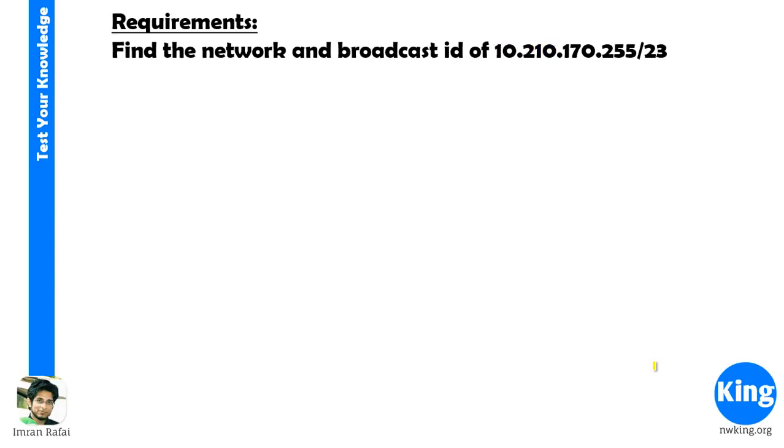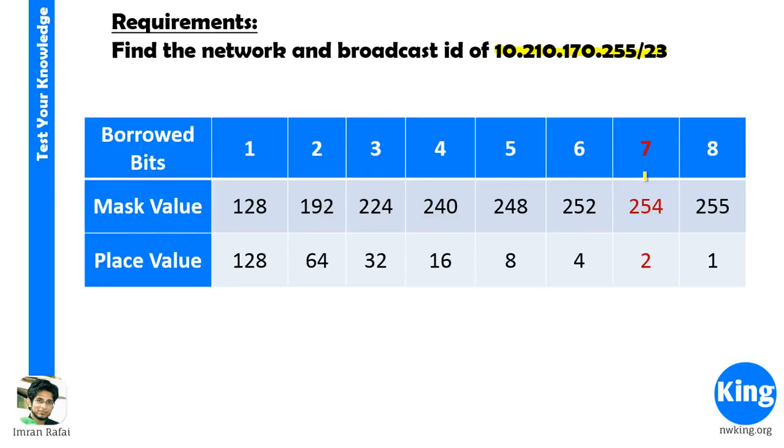Let's try another example. This example is a little tricky. The reason I put it here is just to show you what can happen. Again, 10.210.170.255/23. This is a class A IP address. Class A is /8. In this case it's 23. That means they have borrowed 15 ones.